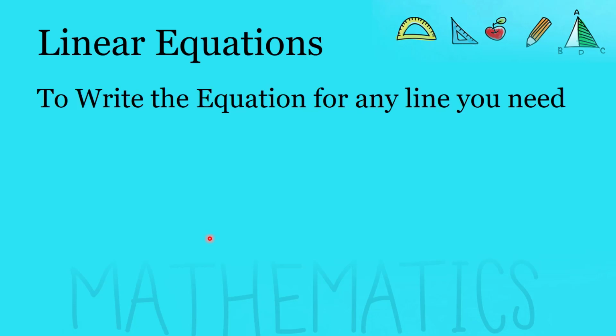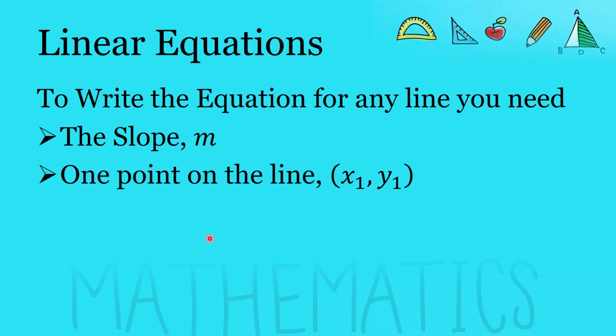Now, to write an equation for any line, you need basically 2 things. The first thing you need is the slope. You need to know how steep it is. Secondly, you need to have a point that that line goes through. Once you have those 2 things, you can immediately write down the equation for the line. And you would write it down like this.